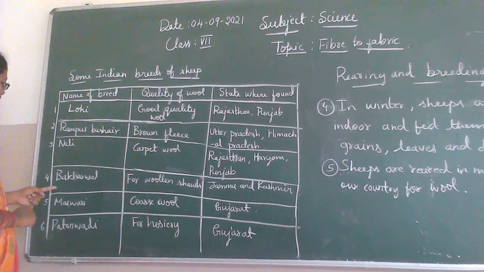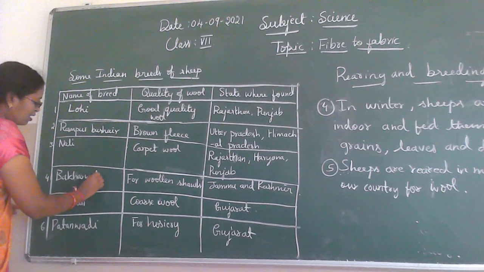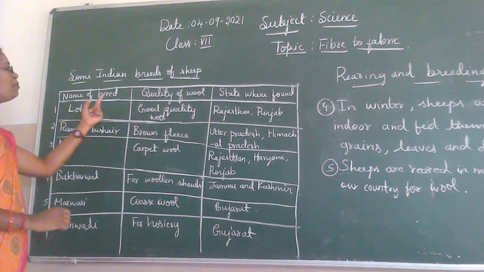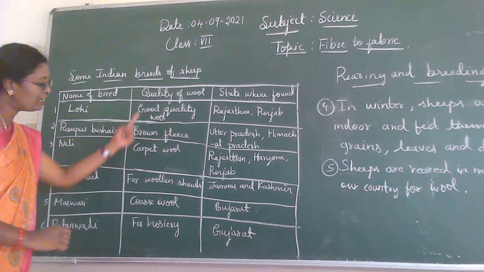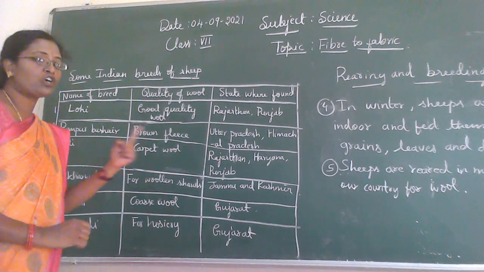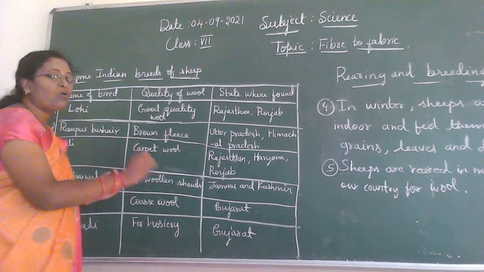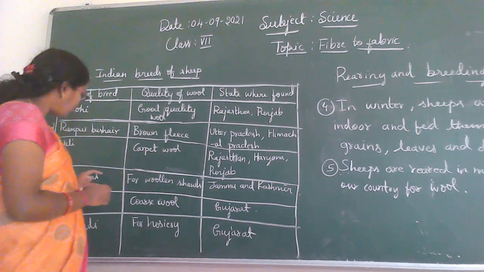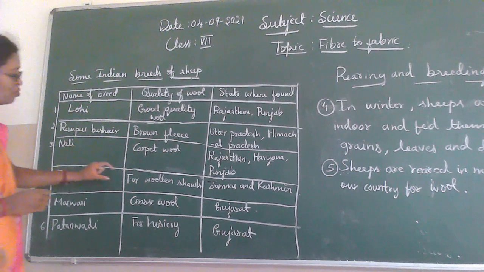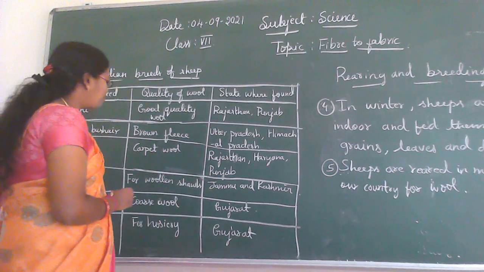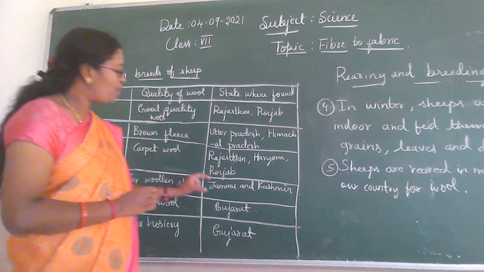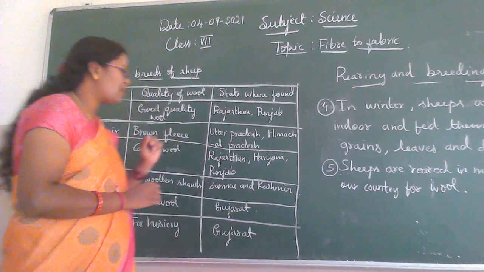So next one is Bakarwal. Bakarwal is the name of a sheep breed. The quality of its wool is for woolen shawls. It is used to make woolen shawls. Bakarwal wool is used to make woolen shawls. This breed Bakarwal is found in Jammu and Kashmir.